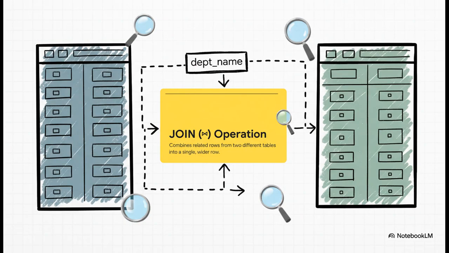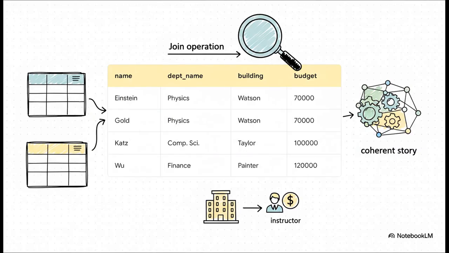The answer is our master tool, the join operation. A join is really smart. It looks at 2 different tables, and it merges rows from each one based on a common piece of information. So for us, it's going to use the dept_name column, which exists in both tables, to perfectly match an instructor to their correct department. And will you look at that?